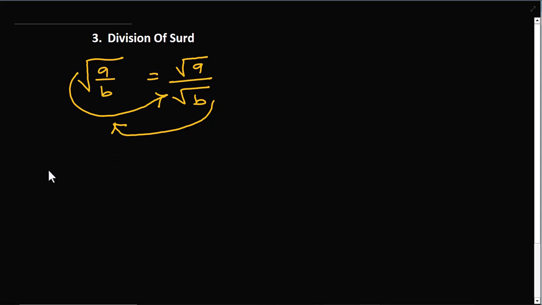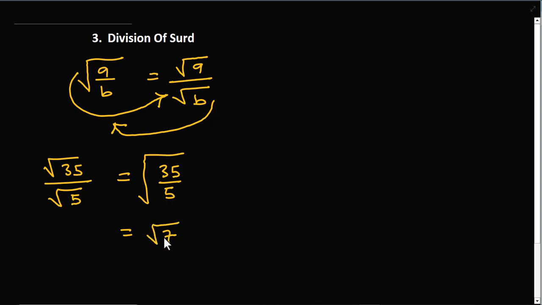So let's say surd 35 over surd 5. Actually, it is not practical to divide these two values. So what do we simply do? It is in this form, so let's bring it to this form. We combine them into surd of 35 over 5. You can now divide it. 35 divided by 5 is what? It is giving you 7, right? Okay, so we simply have surd 7. Does that make sense? Yeah, simple.